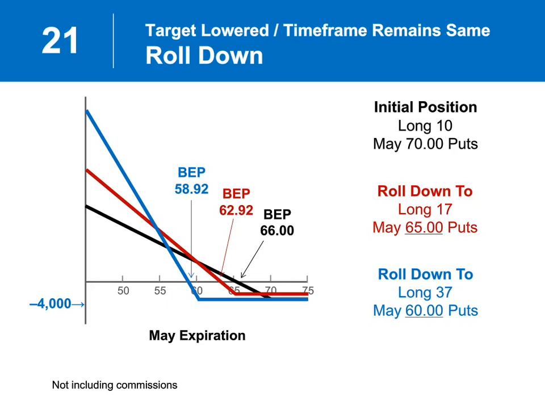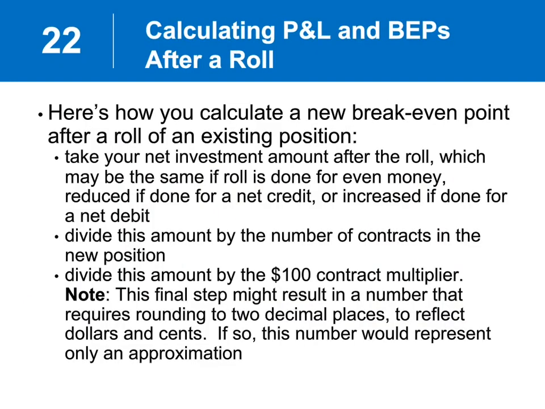But getting back to that earlier point, all of us have different risk tolerances. And your level of risk tolerance may define whether you roll into a 65 or a 60 put, or as we'll get into some of the other examples, you may roll down and out at the same time. So let's go over the calculations.